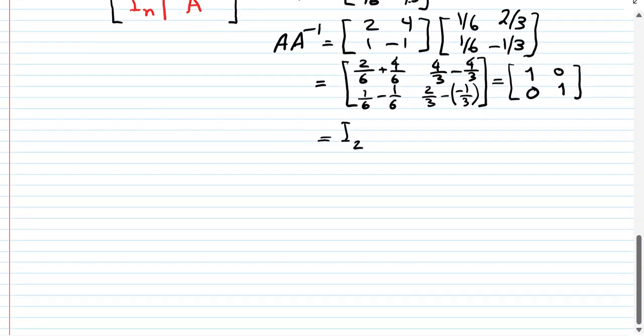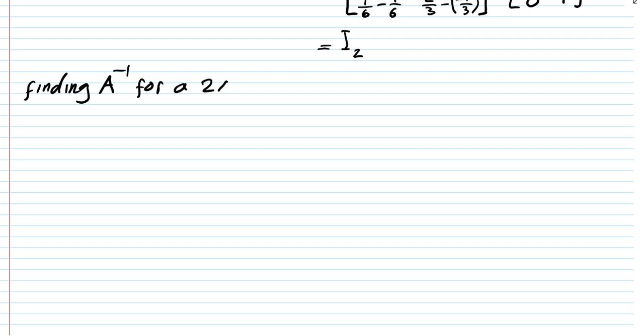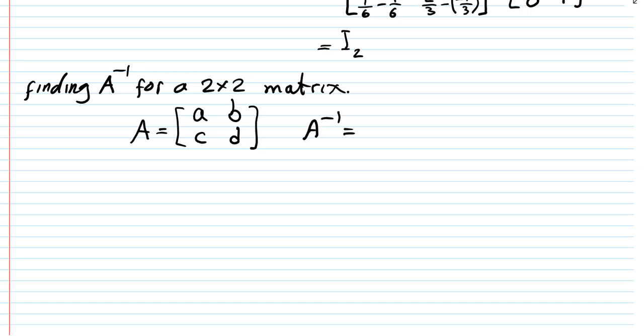Now, I did mention that I'm going to show you a way to do this much faster. This works for a 2 by 2, by the way. So let me just say, finding A inverse for a 2 by 2 matrix. All right, and here's how it works. Suppose A is a matrix given by A, B, C, D. We can find the A inverse this way. We can go 1 over determinant of A. Remember, we talked about determinants in section 5.3. If you need a review of that, please watch that video.